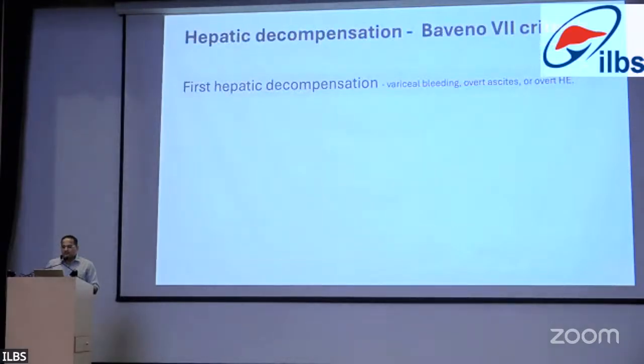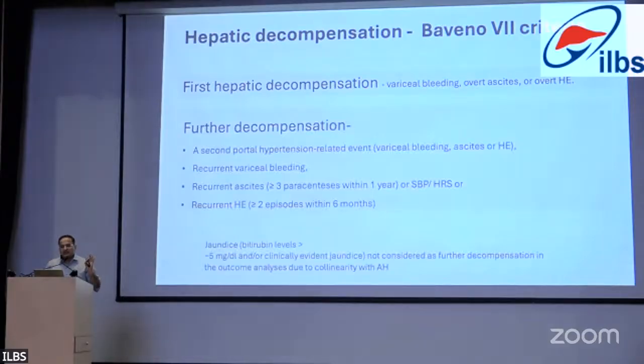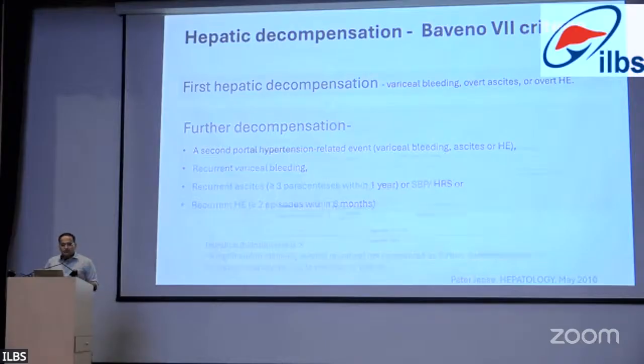So what we understand is first decompensation: either bleeding, ascites, or encephalopathy. Further decompensation is a second decompensation of any one of these over the previous one, or even a recurrent variceal bleed. More than 3 paracenteses within 1 year, or the presence of SBP, or occurrence of HRS is a further decompensation. Recurrent HE, more than 2 episodes in 6 months' time, is a further decompensation. Somehow there is ambiguity regarding jaundice and bilirubin. I'm not going into details of that.